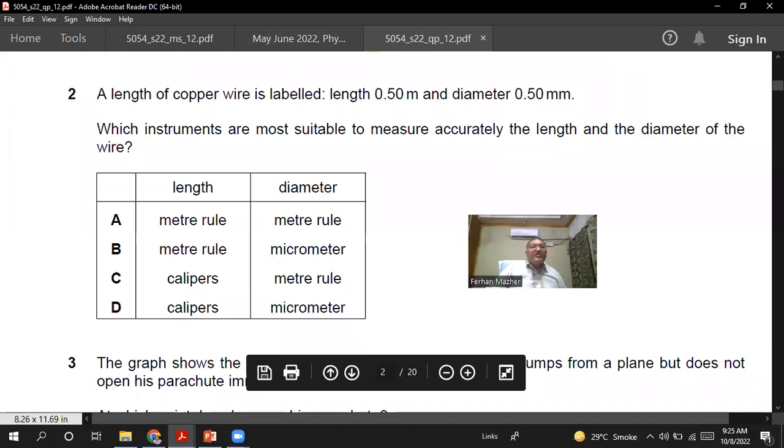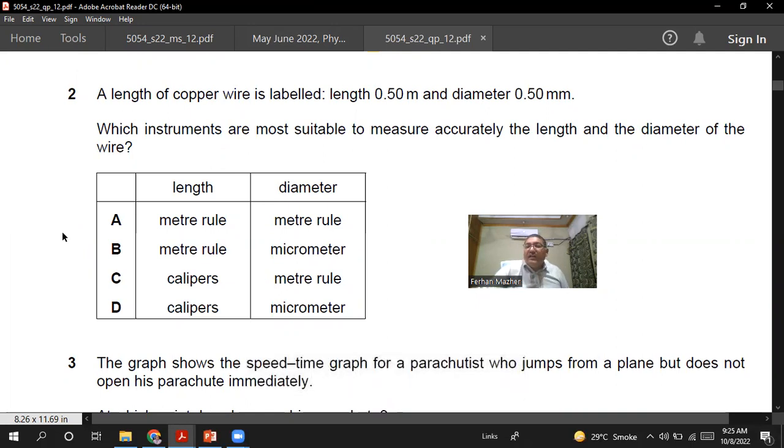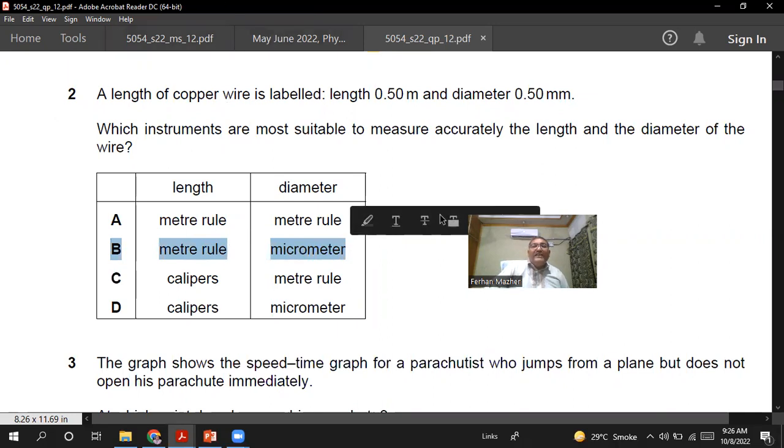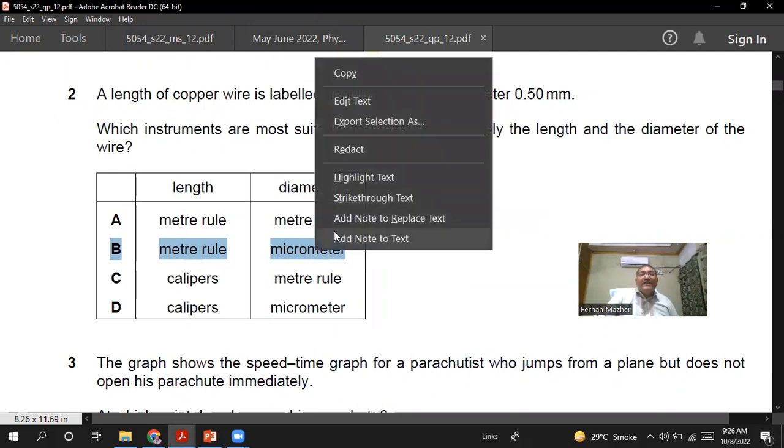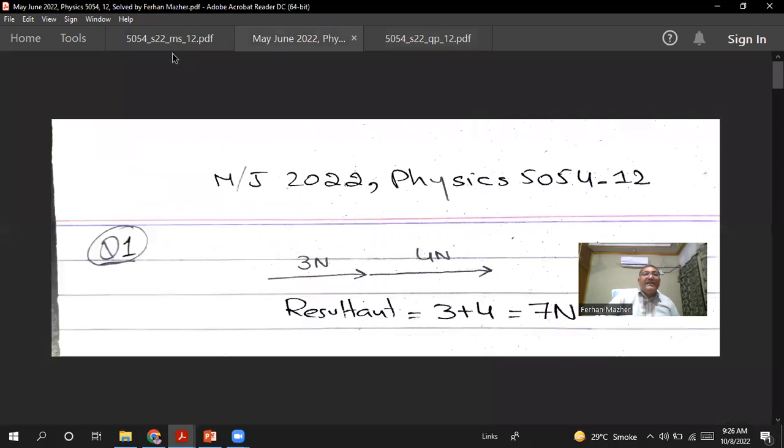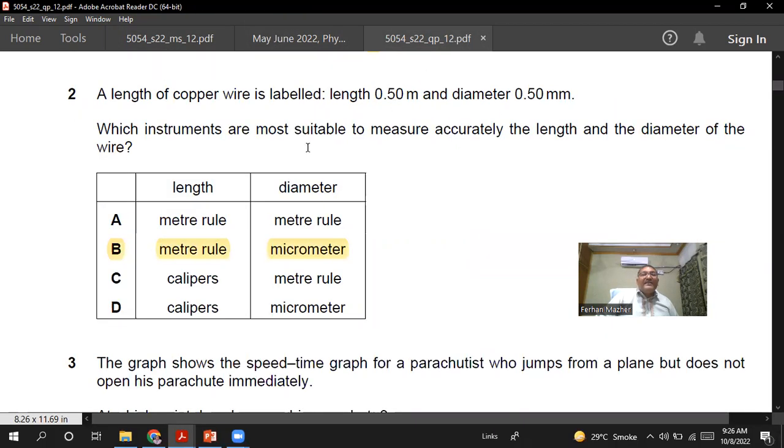Okay, the next question coming up on your screen. Question number two. A length of copper wire is labeled. Length is 0.50 meter and the diameter is 0.50 millimeter. Which instruments are most suitable to measure accurately the length and the diameter of the wire? This length is half meter. It's a copper wire, so you can use a meter rule to measure the length. The diameter of the wire is always measured with the micrometer. So the length should be measured with the meter rule and the diameter with a micrometer. So I think B is the right answer. Question number two, B is the right answer, sir.